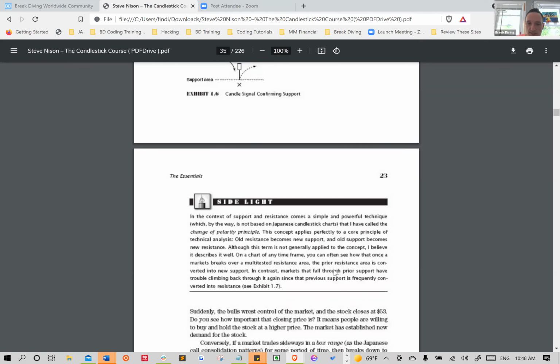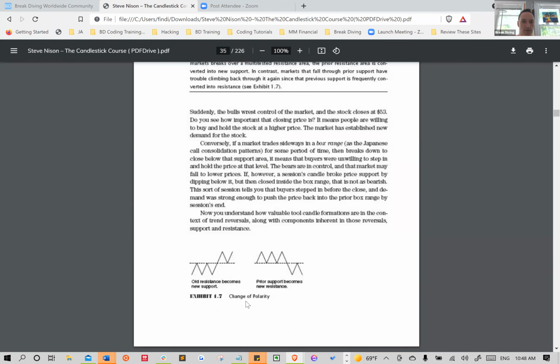In contrast, markets that fall through prior support have trouble climbing back through it again, since that previous support is frequently converted into resistance. So that's, again, why it's so important that we look at support and resistance, because it helps to confirm the trend.